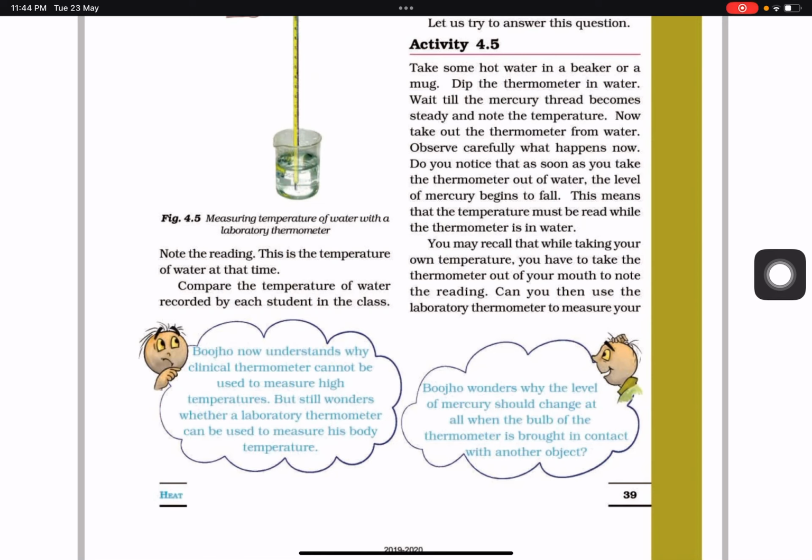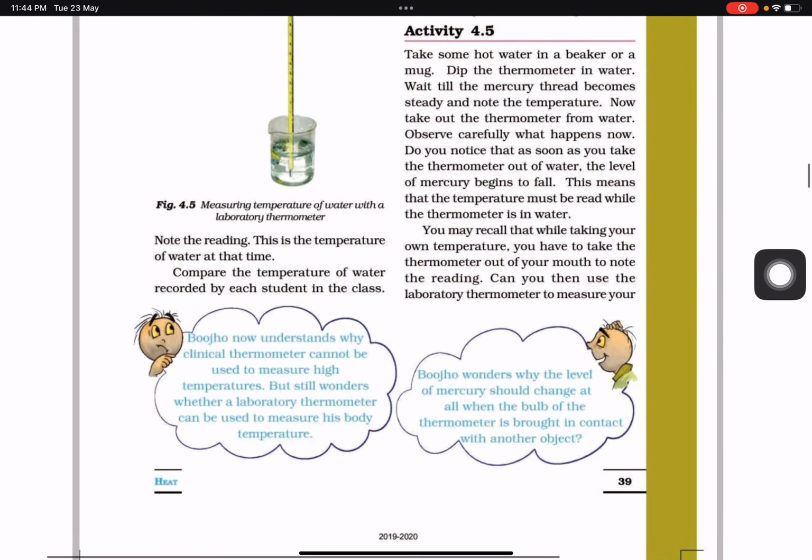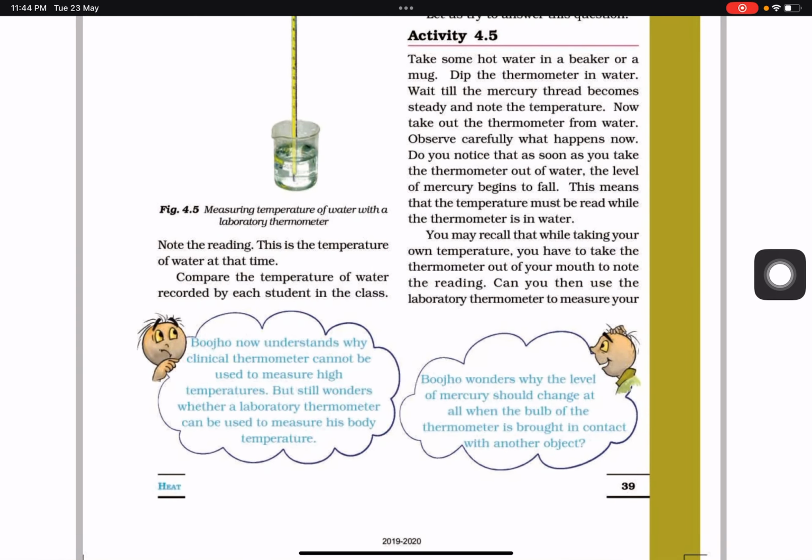So, can we use a laboratory thermometer for measuring a human body? No. The clinical thermometer has a kink inside. So the kink helps the mercury not to fall and rise.